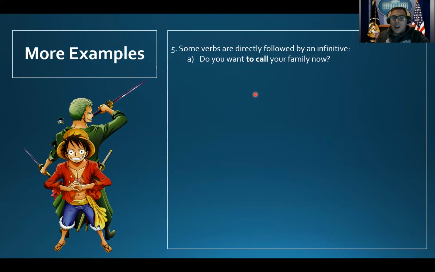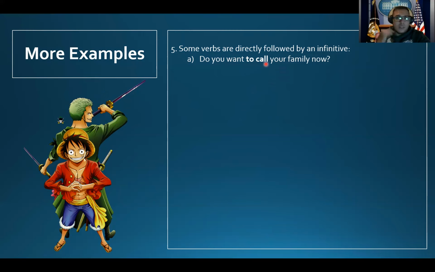Do you want to call your family now? So there we see the infinitive right there. Just say the following thing: Do you want calling your family now? Does that make sense? Do you want calling your family now? No, that does not make sense for us.